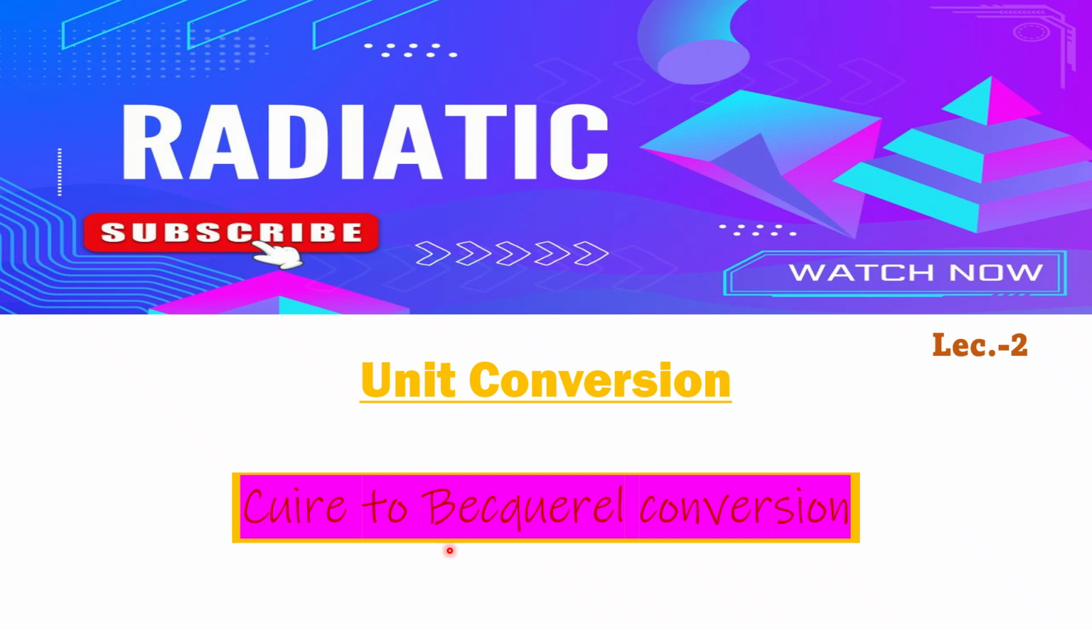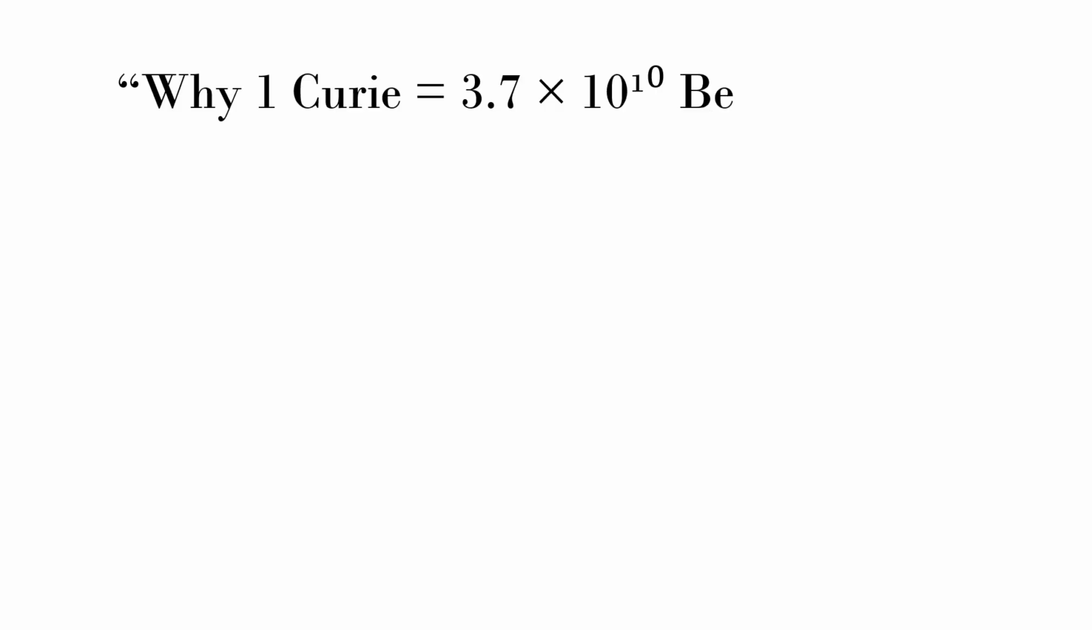In the previous lecture, lecture one of unit conversion, we had already seen the Röntgen to Gray conversion. So let's start with how Curie is converted into Becquerel. You know very well, 1 Curie is equal to 3.7 × 10^10 Becquerel.